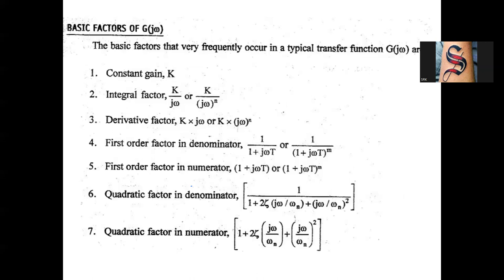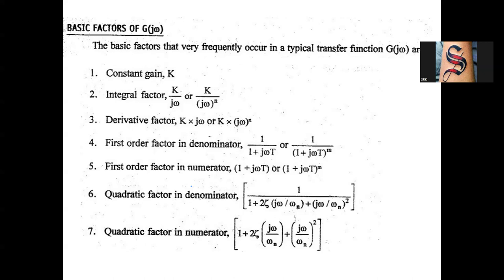If you are considering any transfer function, the transfer function basically consists of one of the following product terms. Either it is a constant term, or an integral factor, or a derivative factor, or a first order factor in the denominator, or a first order factor in the numerator, or a quadratic factor in the denominator, or a quadratic factor in the numerator. So these are the terms we will observe in any given transfer function.